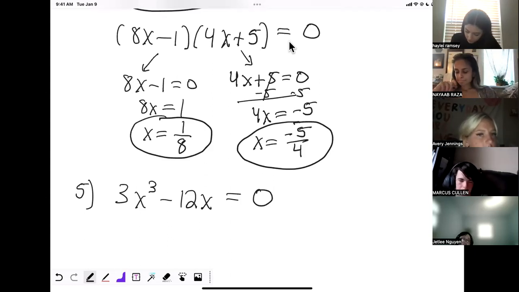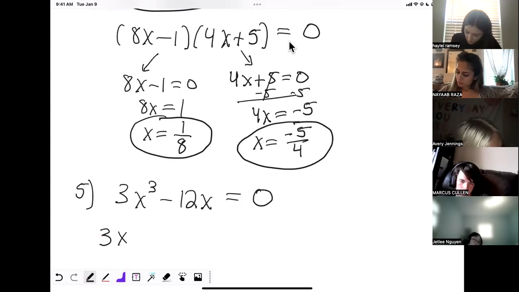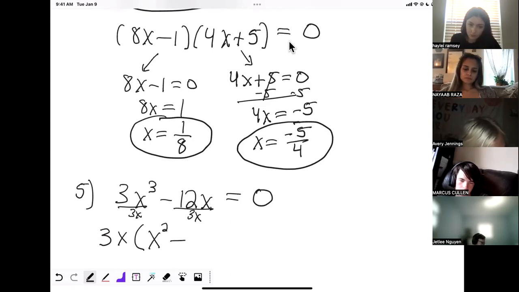Interesting. Okay, we can divide both of them by 3. And we have x is my smallest exponent of 1. We can take 3x out. All right, so now let's see what we're left with. 3x, 3x. So 3 is gone. X to the third divided by x is x squared. I have minus 12 divided by 3 is 4. X is gone, equals 0.